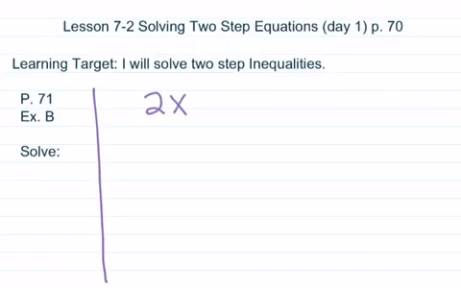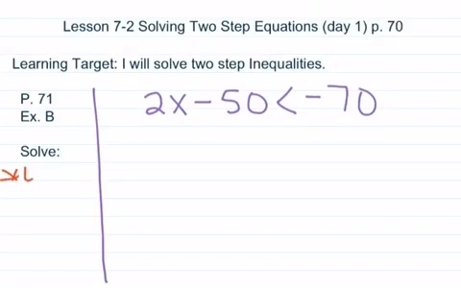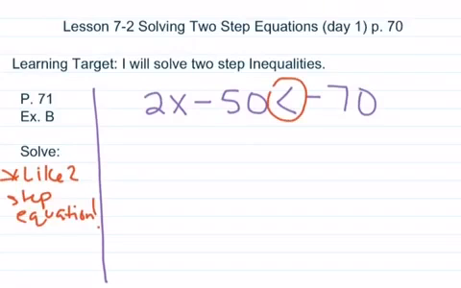Our inequality is 2x minus 50 is less than negative 70. We need to solve this. Solving an inequality is exactly like solving a two-step equation. This is going to be review. The only thing we're changing is the inequality symbol here. It's less than instead of equal to.